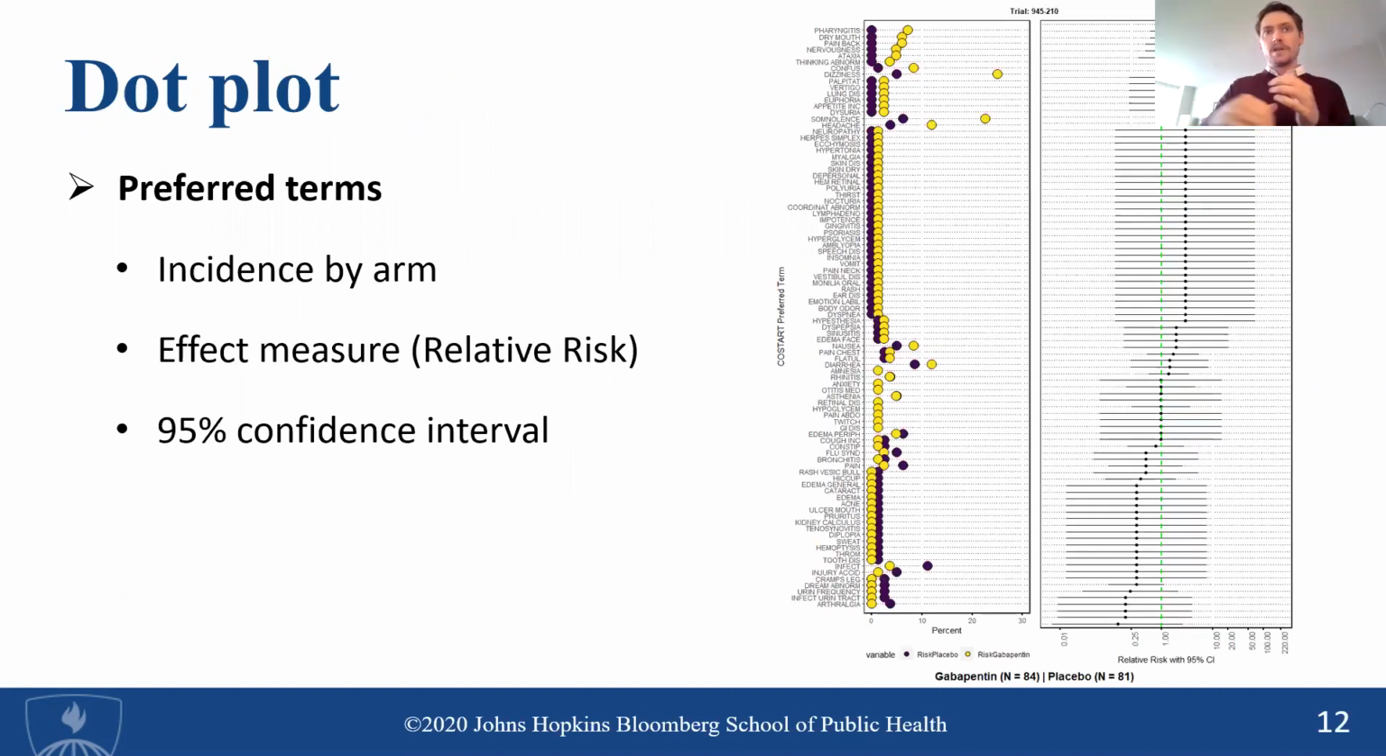So the first one up is the dot plot. The dot plot is a presentation of harms data at the level of the preferred term, arranged by descending effect size, and includes both an estimate of incidence in each arm and a measure of effect, in this case relative risk. Every recorded harm is shown here, and the summary estimates include the 95% confidence intervals. The measure of effect is presented on a logarithmic scale on the x-axis, and the green line indicates the boundary of no effect.